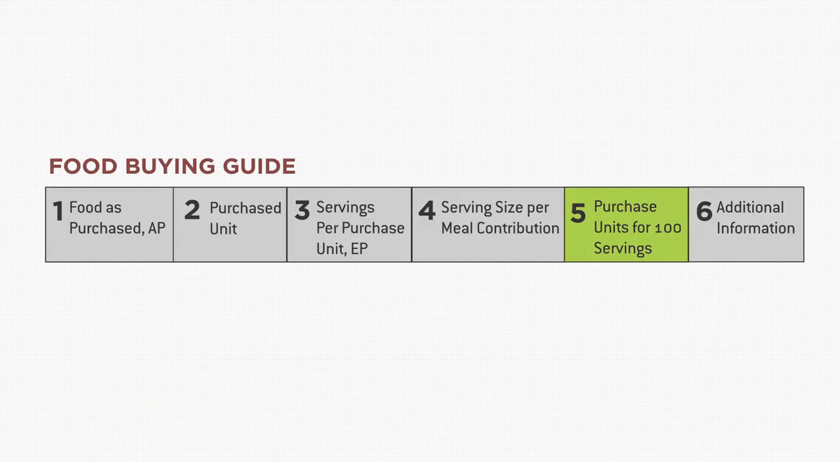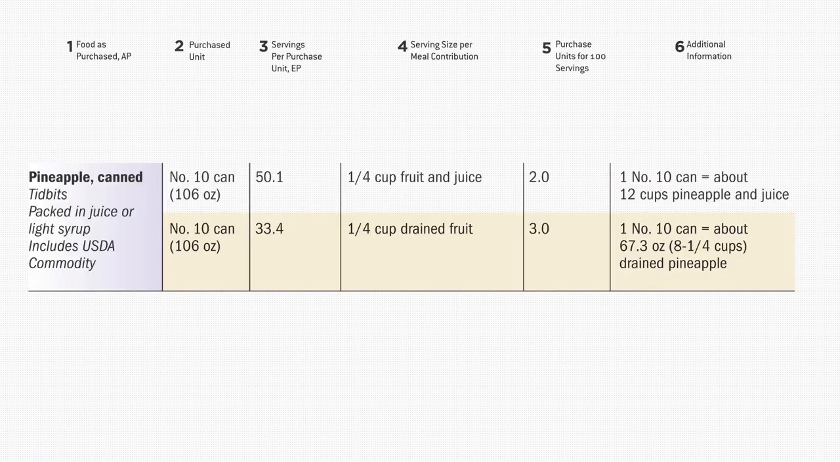Often you will need many more servings than the standard 100 serving quantities featured in the food buying guide. So let's look at canned pineapple tidbits. Here you would look at column 5, Purchase Units, for 100 servings. In this case, it's 2 number 10 cans for 100 1/4 cup portions. Now look at column 4 and you will see that this amount is for 1/4 cup servings.